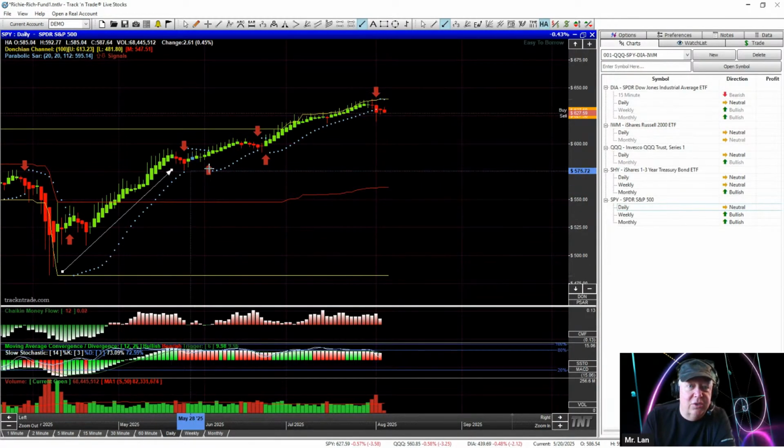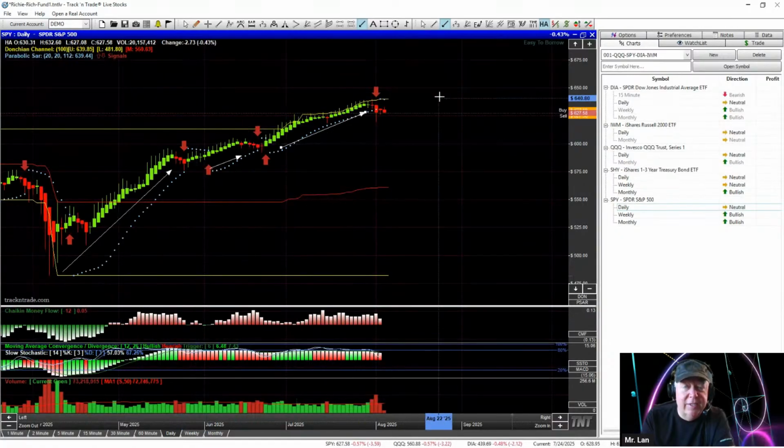So we know that this is drive 1, drive 2, drive 3. This is an Elliott wave pattern. It's classic.